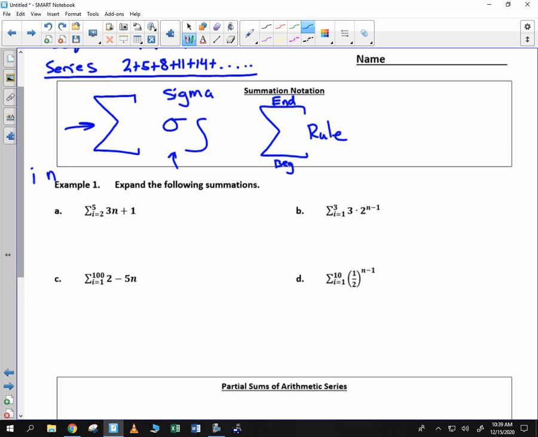Okay, so within this example, I apologize, I used I and N interchangeably in these scenarios, so please don't focus on that too much. I didn't go back and change the notes, but it says we're going to begin with i equals 2 and we'll end with 5. And this is our rule.